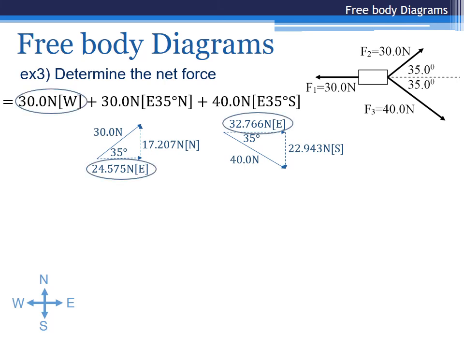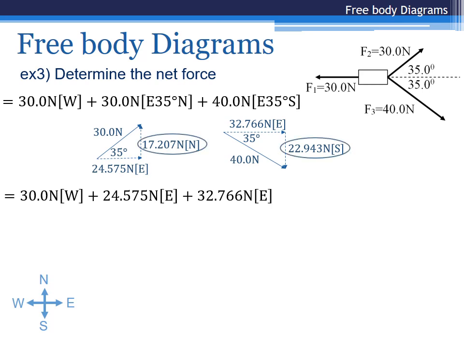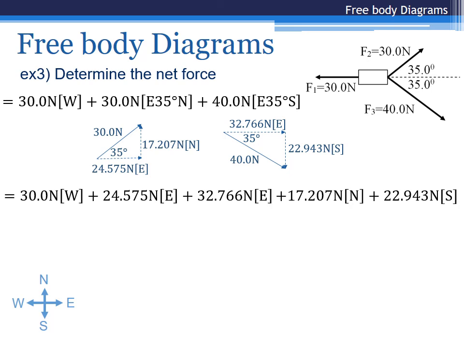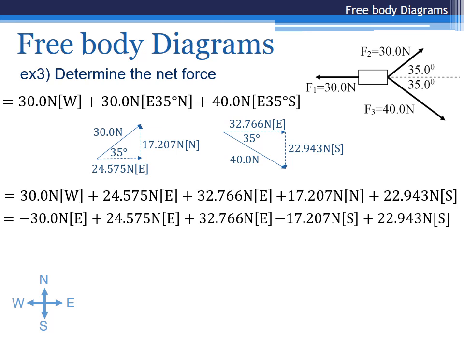Now I see I have a west, east, and east component, so I will write those 3 together. I have a north and a south component, so I'll put those 2 components together. Now, if I look at west, east, and east, I see east is going to win, so I switch all 3 of those vectors to east, so 30 newtons west becomes negative 30 newtons east. And between the north and south, the south is going to win, so I'm going to switch both vectors to south. So 17.207 newtons north becomes negative 17.207 newtons south.